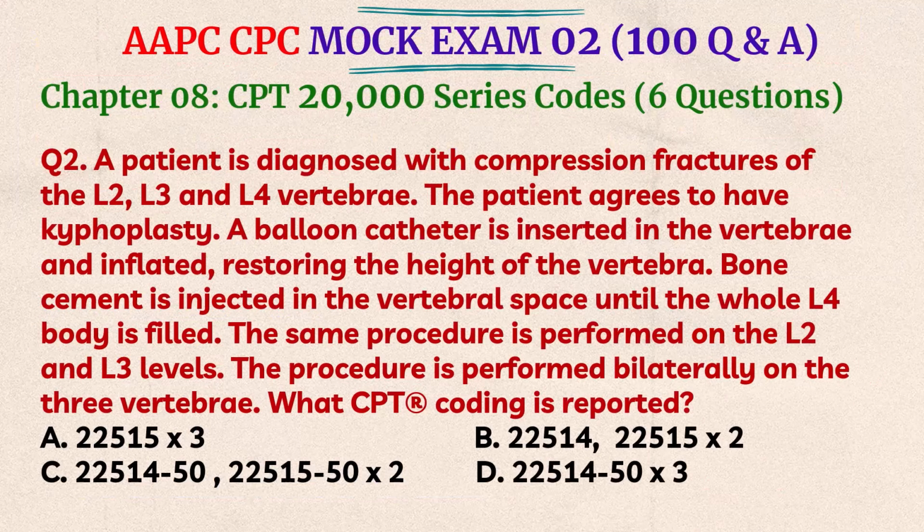Question number 2. A patient is diagnosed with compression fractures of the L2, L3 and L4 vertebrae. The patient agrees to have kyphoplasty. A balloon catheter is inserted in the vertebrae and inflated, restoring the height of the vertebrae. Bone cement is injected in the vertebral space until the whole L4 body is filled. The same procedure is performed on the L2 and L3 levels. The procedure is performed bilaterally on the 3 vertebrae. What CPT coding is reported? So there are 4 answers available. Take your CPT code book and find the answer.